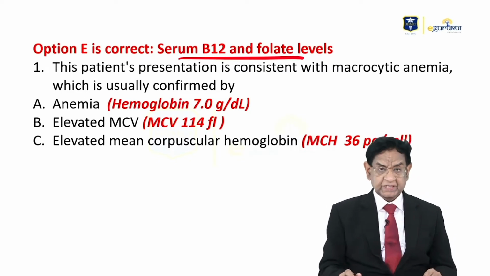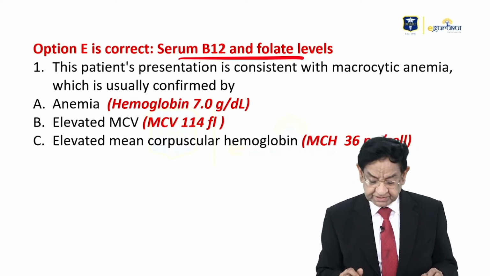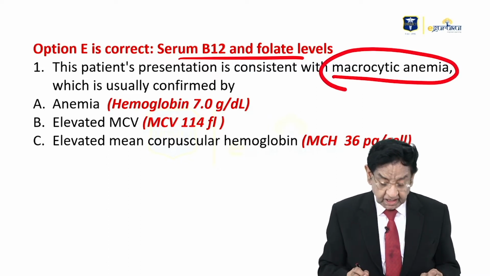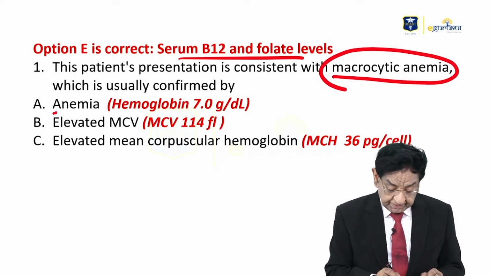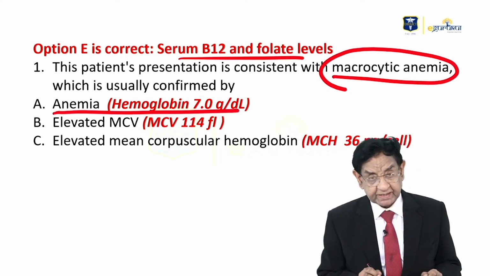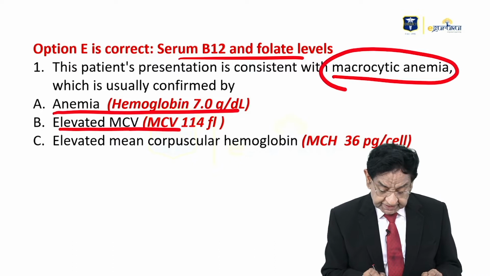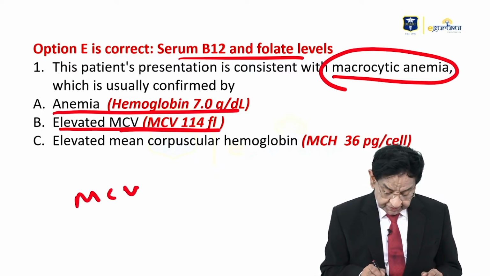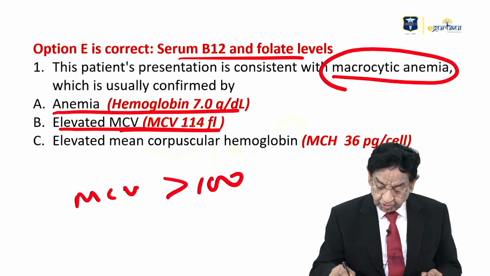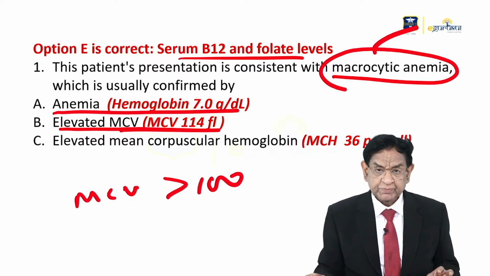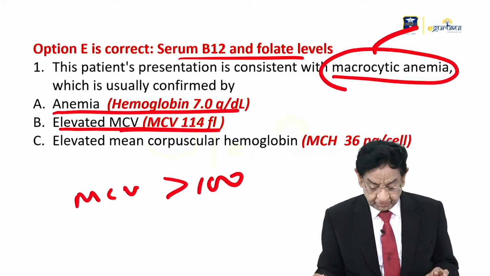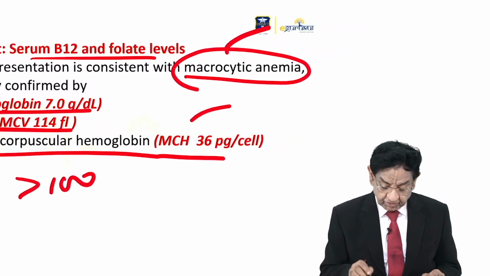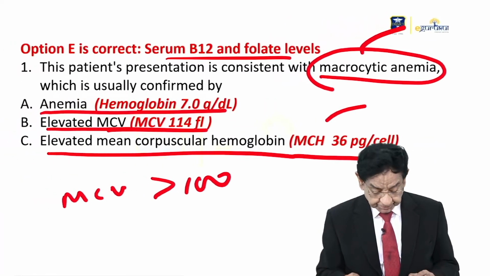Why this? First of all, as in the question description, macrocytic anemia is there. How can we say? Yes, hemoglobin level is 7 gram, so it is anemia. MCV is increased, it is 114. And we know very well, if MCV is more than 100, we call it macrocytic anemia. So we are getting the diagnosis right here. Even MCH is increased, which is again a feature of macrocytic anemia.